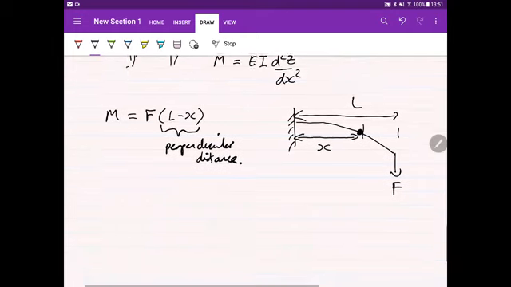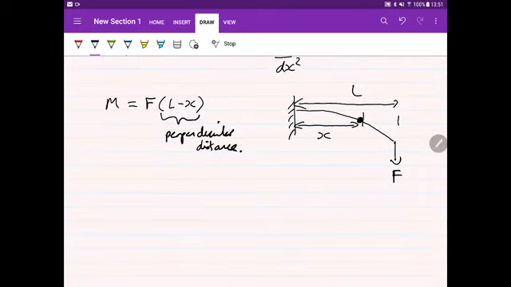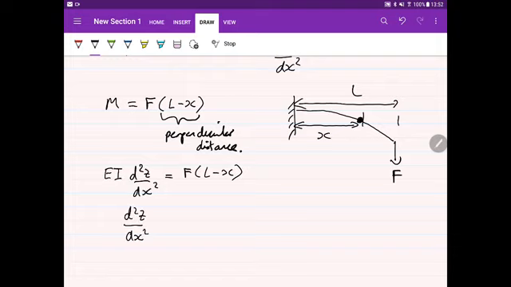Okay, so as we said, both those two things have to balance in order for the cantilever to remain static, which means that EI d2z by dx squared is going to be equal to F times (L minus x). I can rearrange that in terms of d2z by dx squared. It's going to be equal to F over EI times (L minus x).